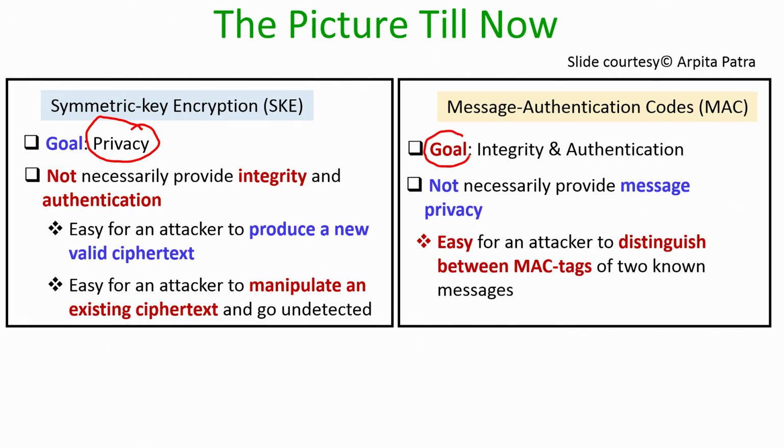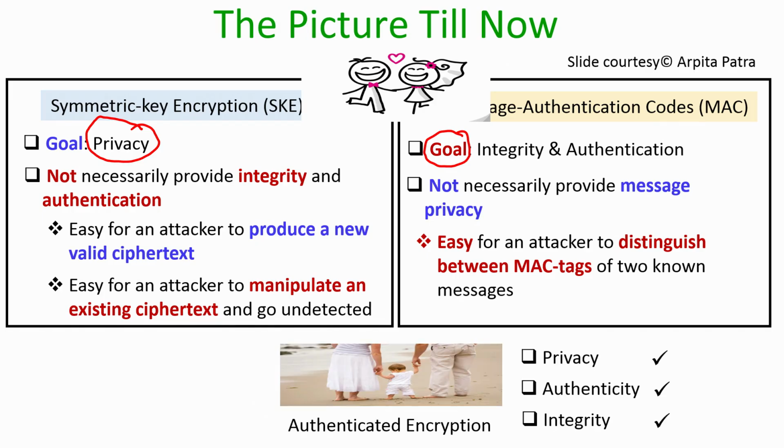So, you can see that the properties achieved by symmetric encryption and the message authentication codes are complementary to each other, whereas our overall goal is to achieve privacy, integrity and authenticity, all three properties, by a single primitive. What we can hope for is that we should somehow combine these two primitives, and whatever comes out as a combination, which we call authenticated encryption, satisfies all three properties, namely it gives us privacy, authenticity and integrity. So, that is what we are going to do now.